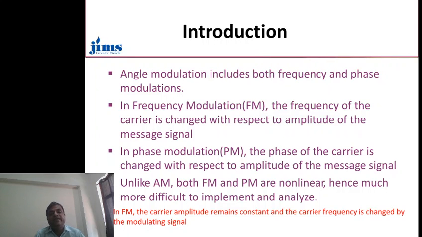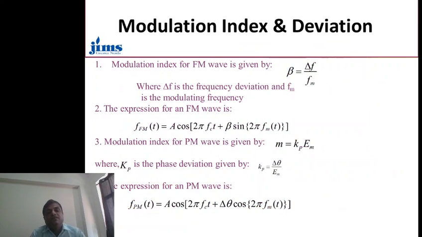So in FM the carrier amplitude remains constant and the carrier frequency is changed by the modulating signal. See this highlighted term here: the frequency of the carrier signal is changed in accordance with the amplitude of the message signal. The carrier amplitude is constant. If the carrier amplitude changes, then it is called an amplitude modulated system. So I think you understand the difference between AM, FM and PM. PM is phase modulation, AM is amplitude modulation, and FM is frequency modulation.